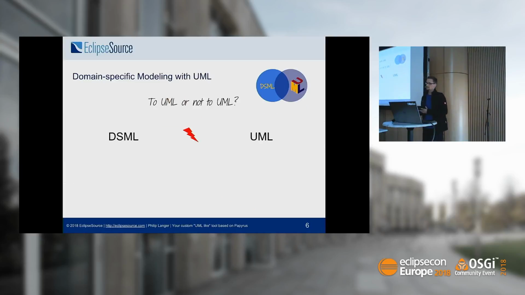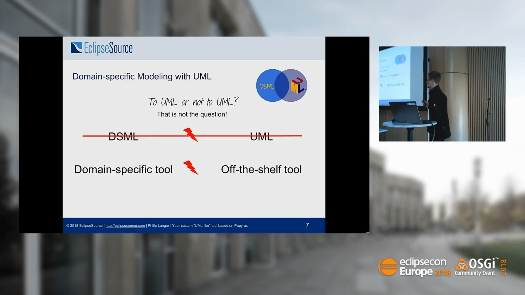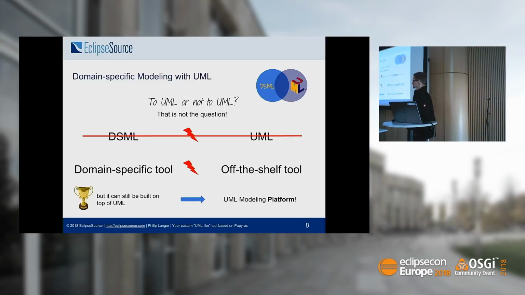However, if you look at the actual arguments in this discussion, whether you want to use a domain-specific modeling language or UML, it's really not about this topic. It's actually about whether you want to have a domain-specific tool or whether you use an off-the-shelf UML tool. That's the actual topic this discussion is about. And in this discussion, obviously, a domain-specific tool is always the better choice since it can be customized and streamlined for a particular purpose. But that still doesn't mean that we can't put it on top of UML and reuse what's already there for UML, if you have a UML modeling platform and not an off-the-shelf UML modeling tool.